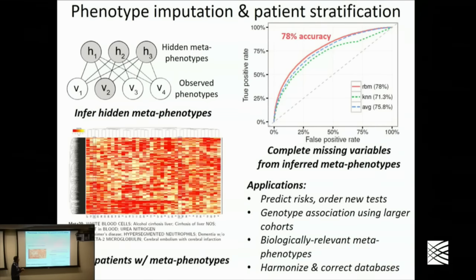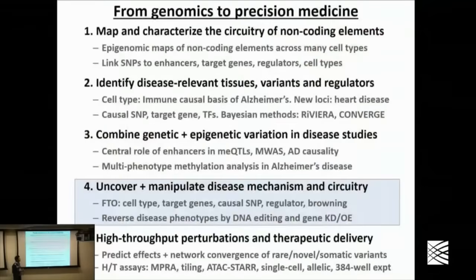I can also start grouping individuals together based on these metaphenotypes. I can predict risks and order new tests based on what I predict will come positive, even though they haven't actually taken that test. I can look at a genotype association using larger cohorts because I only have these phenotypes in individuals that are a subset of the whole medical record. But when I can impute this, I can actually build much, much larger cohorts. I can perhaps identify more biologically relevant metaphenotypes, and I can also harmonize and correct these data sets. So this is a very active area of investigation, and we have several collaborations in that direction.